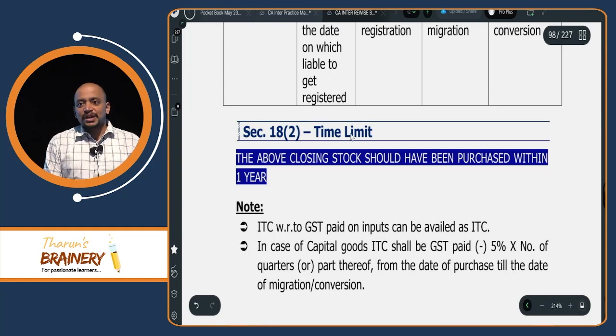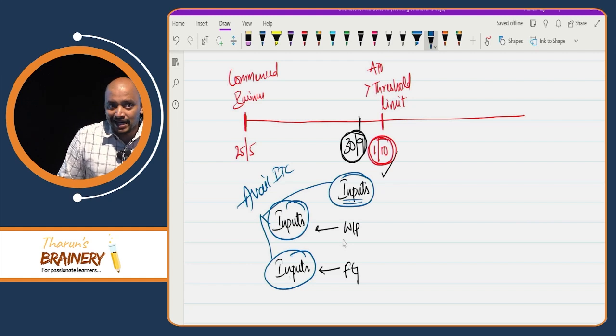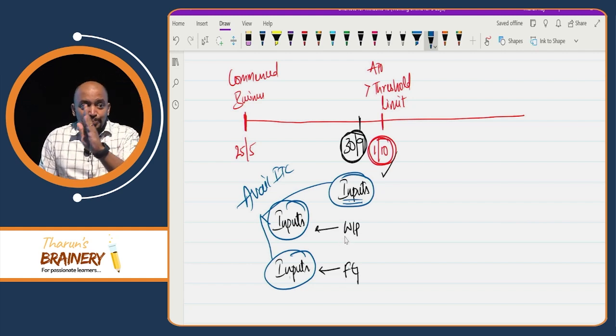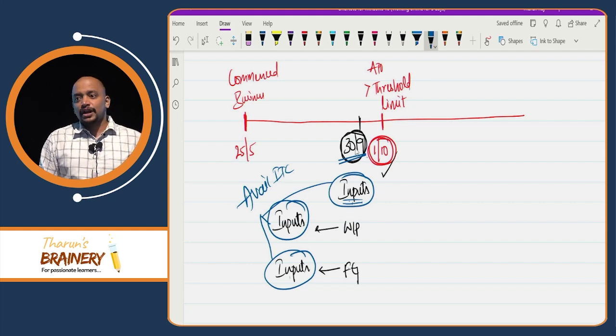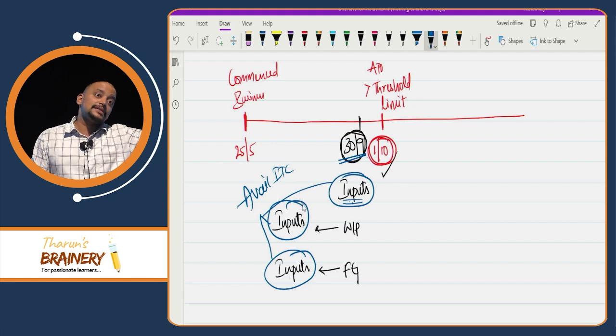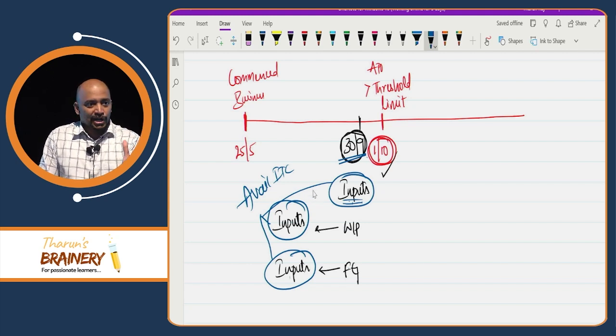As per section 18 subsection 2, these inputs as such held in stock, inputs in WIP, inputs in FG, I should have purchased within 1 year prior to closing stock date. What is the closing stock date? 39. Means the invoice date of these inputs should be within 1 year. If I purchased it 2 years, 3 years before, like obsolete stock or old stock, on that I cannot take. So it should have been purchased within 1 year prior. On that GST paid, I can take as ITC.